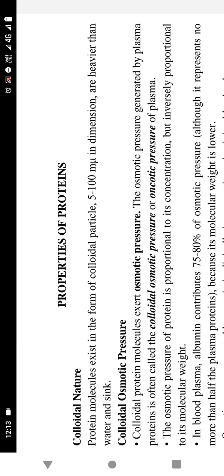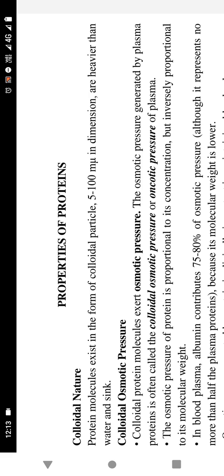The protein molecules exist in the form of colloidal particles, 5 to 100 micrometer in dimension, and are heavier than water and sink. That means they are colloidal in nature, somewhat like the egg white structure, and that is heavier. Some are micrometer in size. Some, if heavier, sink in water.